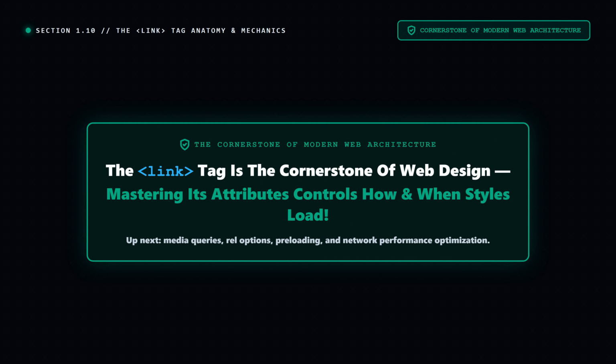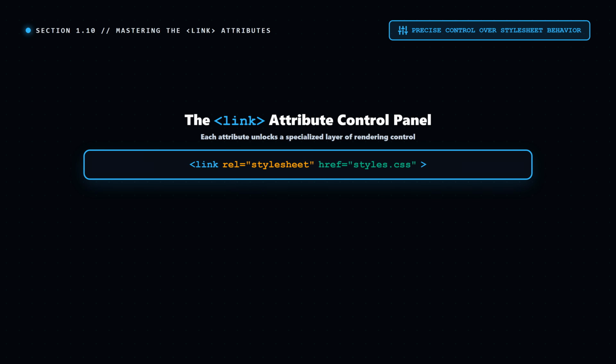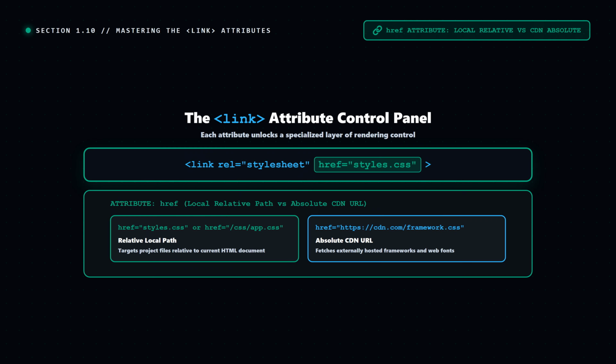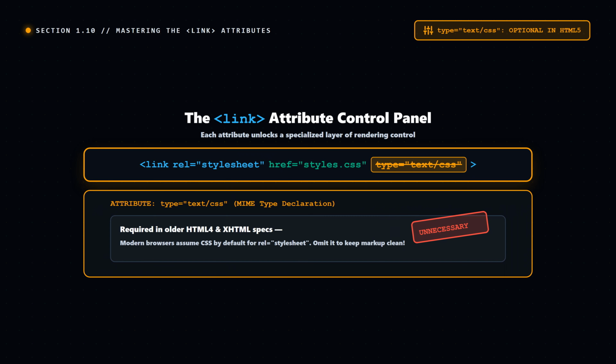The link tag is the cornerstone of modern web architecture, and mastering its attributes is the key to controlling how and when your styles load. The link tag comes with several attributes that give you precise control over how style sheets behave. The rel attribute tells the browser what kind of resource this is. For CSS, it's always stylesheet. The href attribute provides the path, relative for files in your project, absolute for external CDNs. The type attribute, text/css, was required in older HTML versions but is now optional. The browser assumes CSS by default.